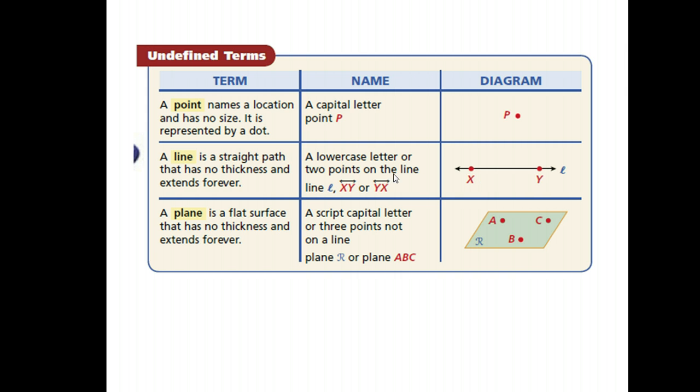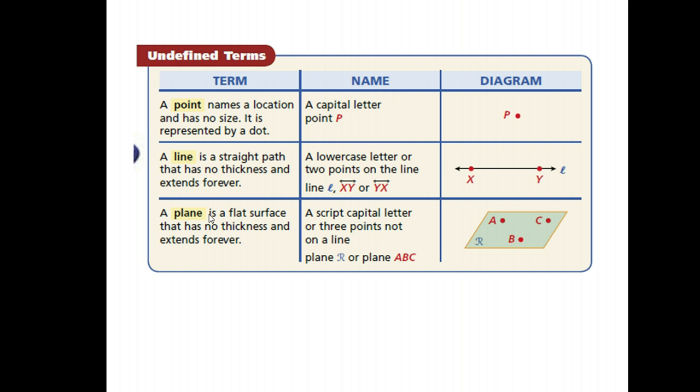The third way to name a line is with a lowercase cursive letter. So notice that we could also call this line L. We know L is not a point because it's not a capital block letter. So that tells us we have a line there.